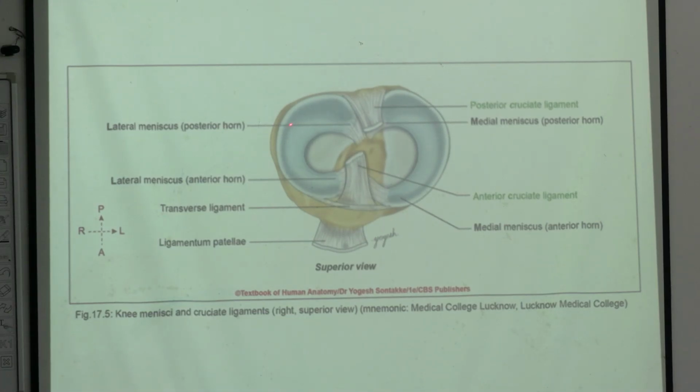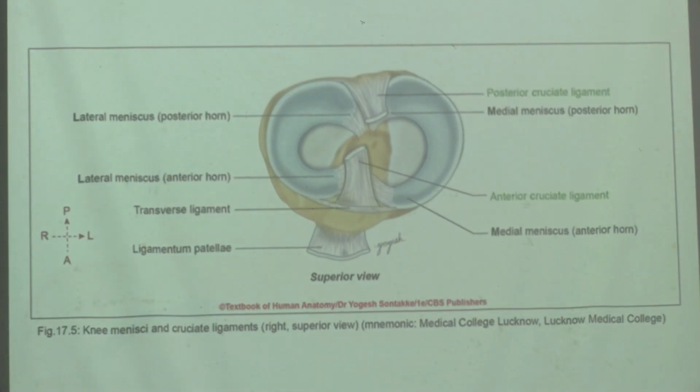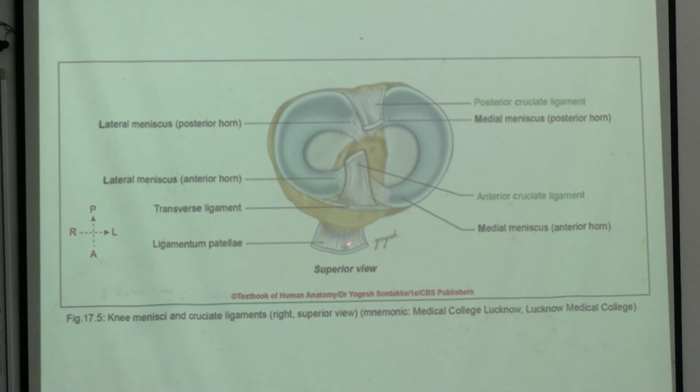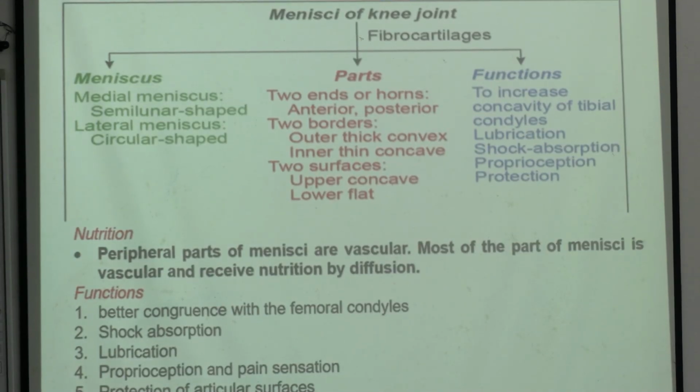If you look at its surface, it has two surfaces. One is the superior surface, which is facing the femur, and the other is anchored on the tibia, which is known as the under surface or lower surface. It has two margins, an outer margin which is thicker and an inner margin which is thinner. It has two ends, one anterior and one posterior. Here is the tibial ligament and patellar side. At the anterior and posterior sides we have little expansions, which we call horns. So each meniscus has an anterior horn and a posterior horn. This is the description of it.